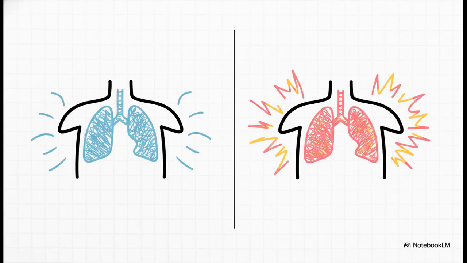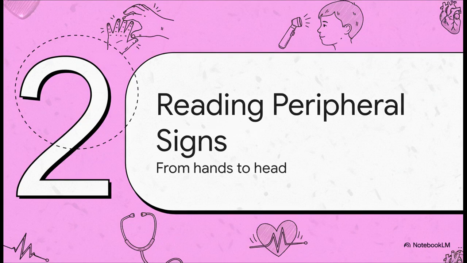And the final D is distress. This is a snapshot of how the child is doing right now in this moment. Are they breathing comfortably, or are they working hard for each breath? Do they look like they're in pain? This gives you an instant read on their current state. And just like that, in a matter of seconds, the 4Ds are done and you've already collected a ton of info.